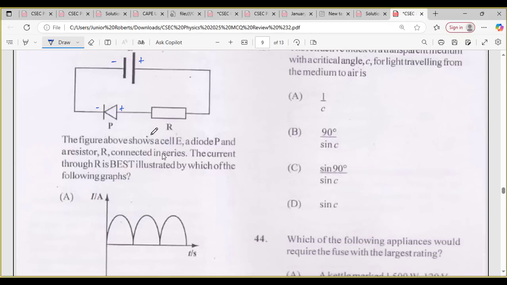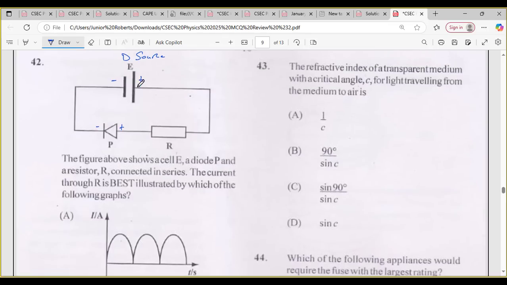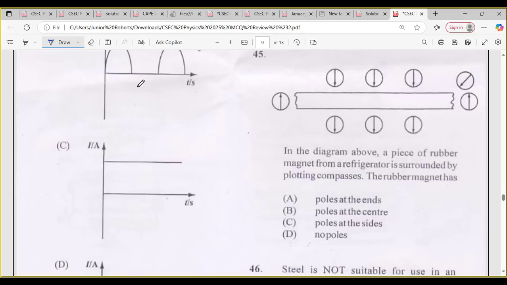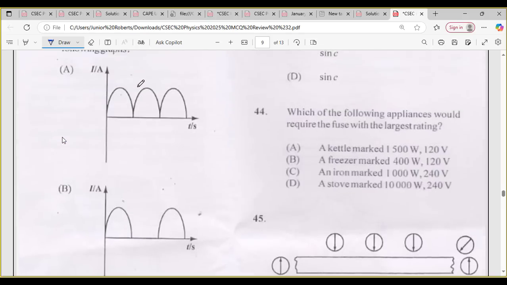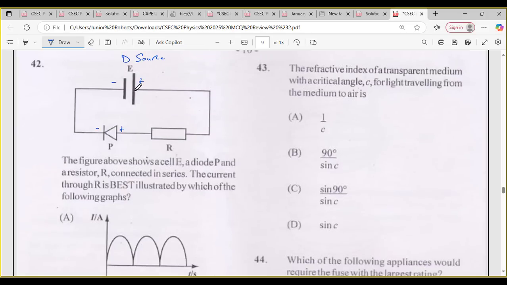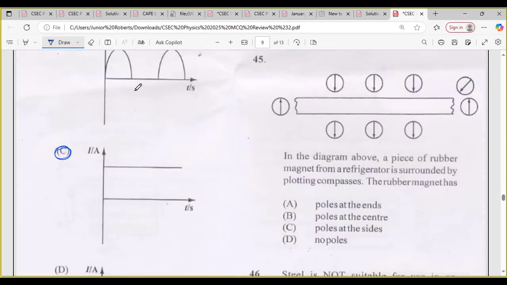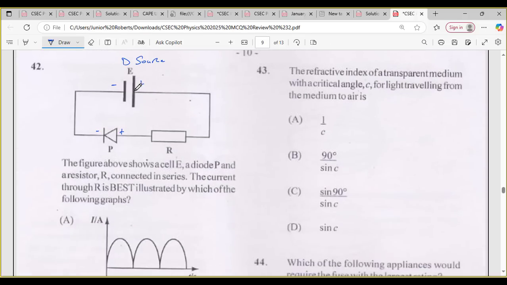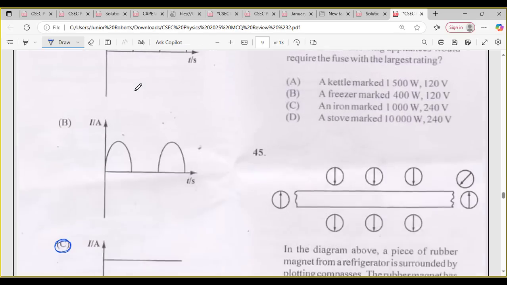So in this case now, since we have a cell, we're going to expect to get a direct current, which would be represented by this one right here. So we're going to get a steady DC because we have a simple cell right here. So that's number 42. 43 now says the refractive index of a transparent medium with a critical angle C for light. Sir, what is the answer you have for 42? 42 we said was C.